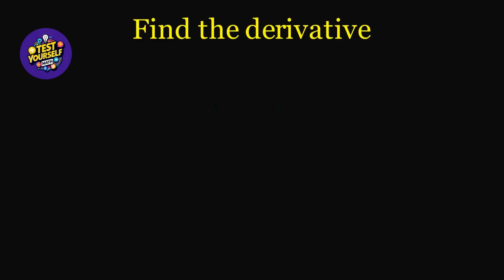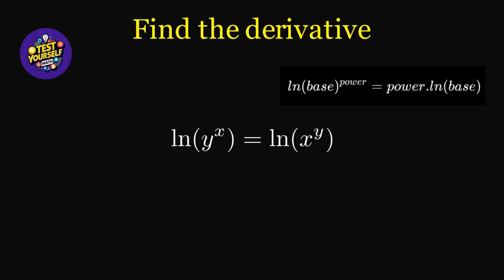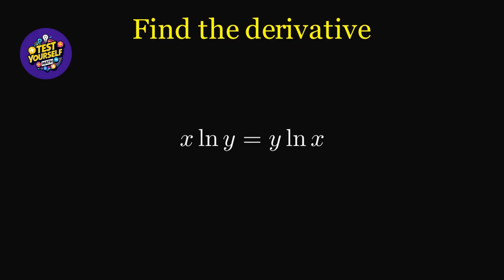We are given the equation y to the power x equals x to the power y. And because both the base and the exponent contain variables, we first take the natural logarithm of both sides to simplify it. This allows us to bring the powers down and rewrite the equation as x times the natural log of y equals y times the natural log of x.